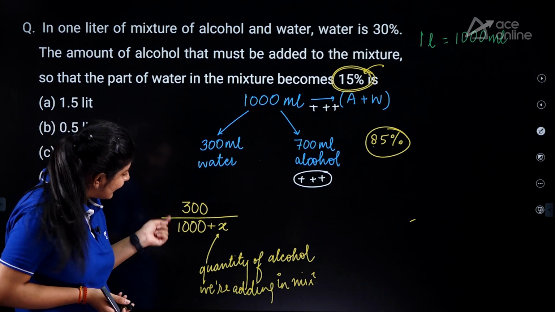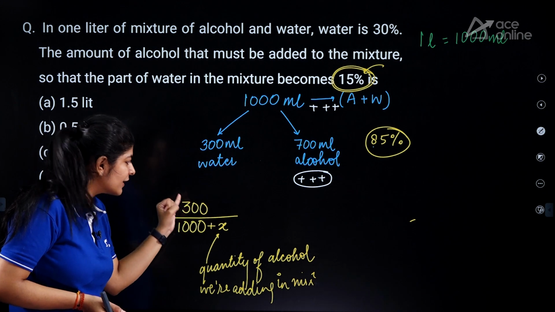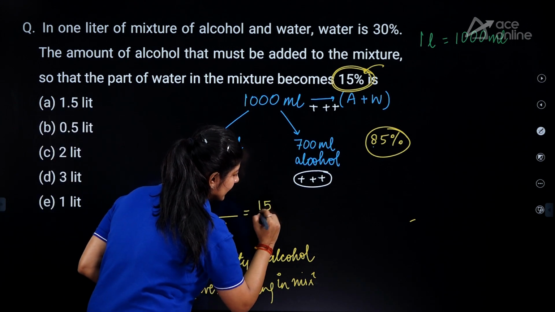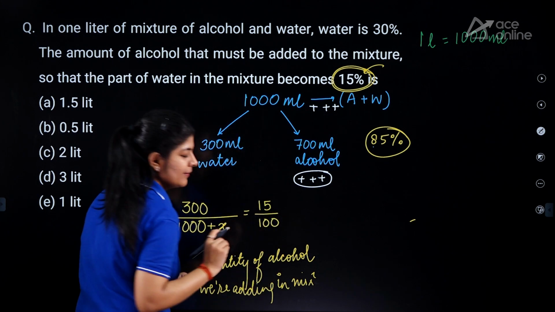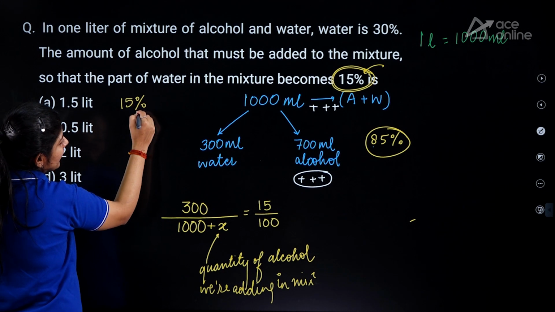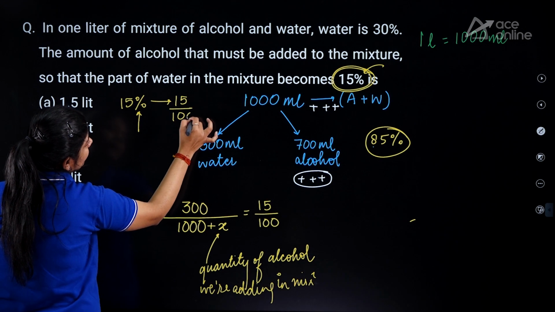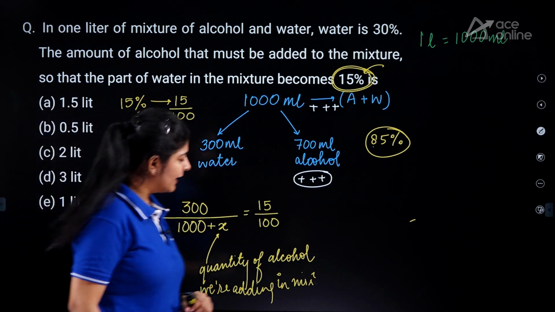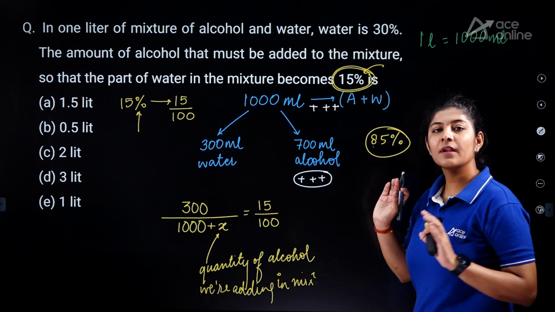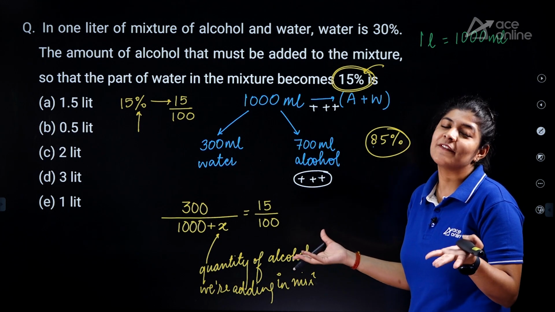Now, we know that after doing all these things, the value of water will become 15% only. Right? Whenever we have 15%, just to eliminate the percent sign, we can write it as 15 by 100. We all know that, right? Now we have to calculate the value of X, and as we get the value of X, we will get the answer.